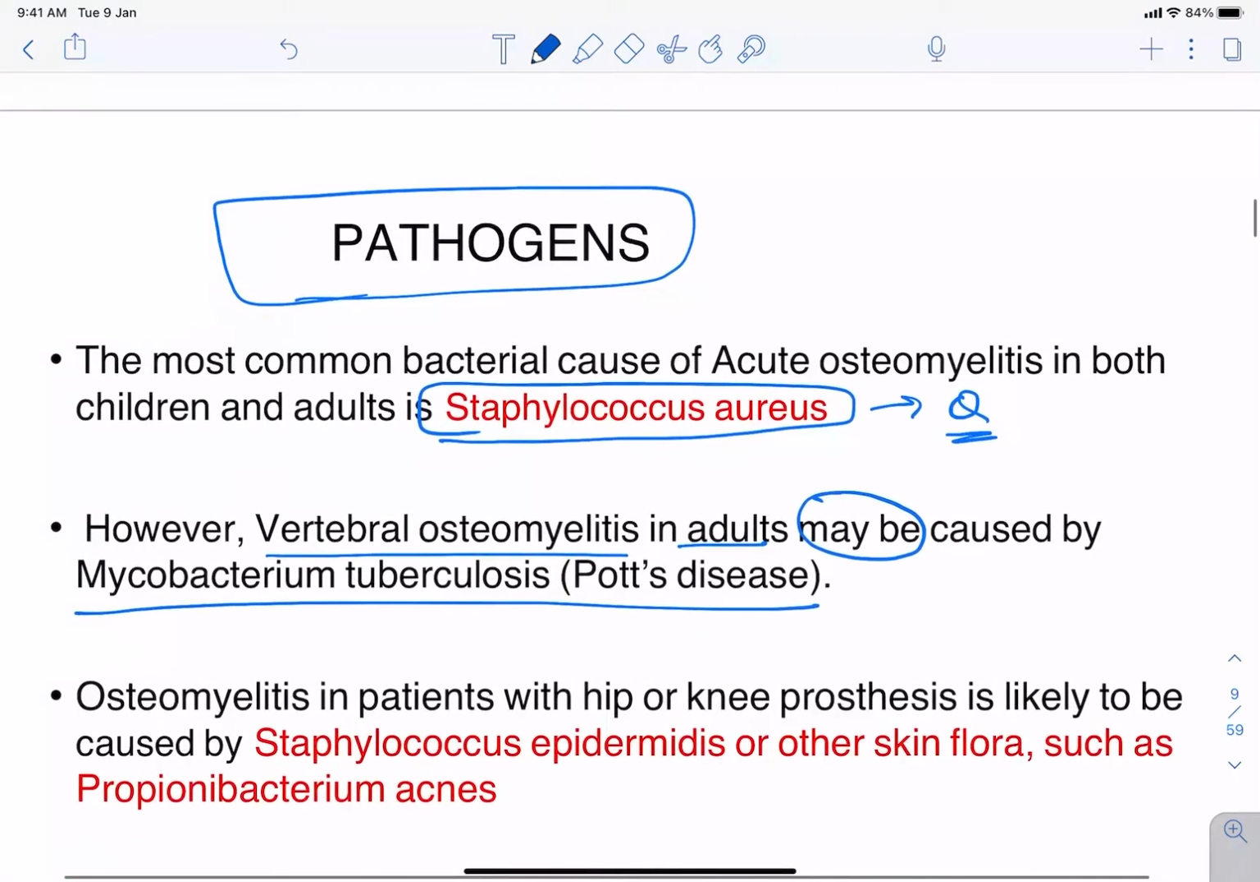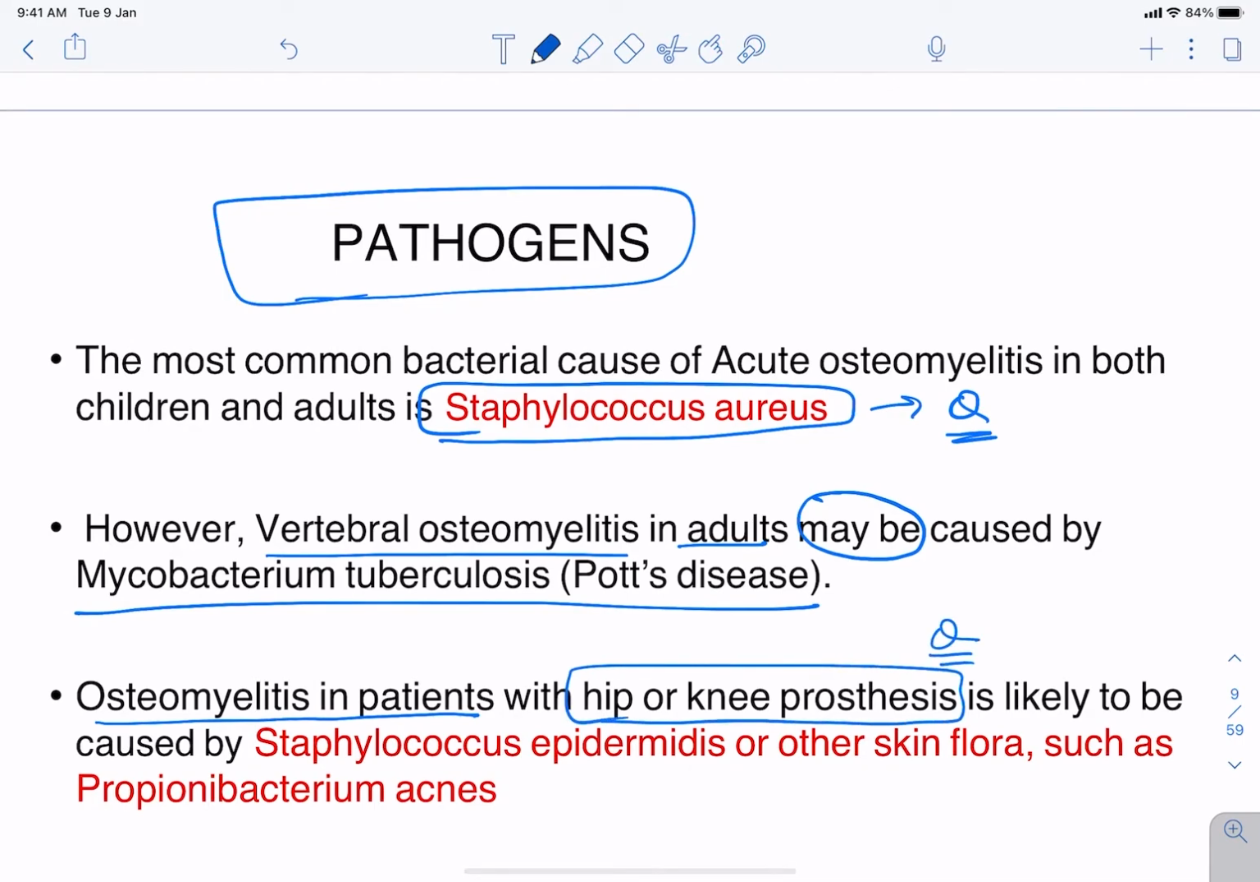Then osteomyelitis in patients with a hip or knee prosthesis, very common nowadays, is likely to be caused by Staph epidermidis. Can you tell me what Staph epidermidis is? This particular bacterium is a CoNS, coagulase negative staph. And why does it do this in a hip or knee prosthesis? Because it forms biofilms. It adheres to these surfaces and leads to all these problems.